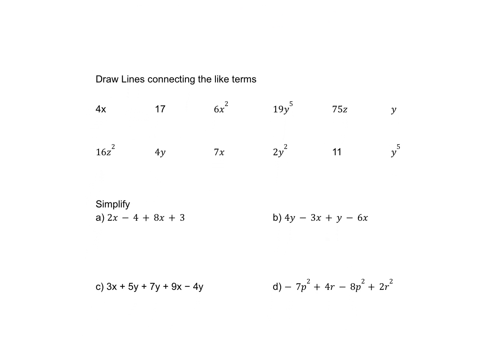So let's draw connecting lines to the like terms. So we've got 4x goes to 7x, right? Because they're both x's. All right. 17, that is a constant because there is no variable. And that looks like that matches with 11. 6x squared. I'm not seeing any x squareds. And you cannot do this. You can't do 6x squared and 7x because they are not like terms because they have different exponents. It does matter. Okay, 19y to the 5th. Y to the 5th looks like it's over there. So those are like terms.